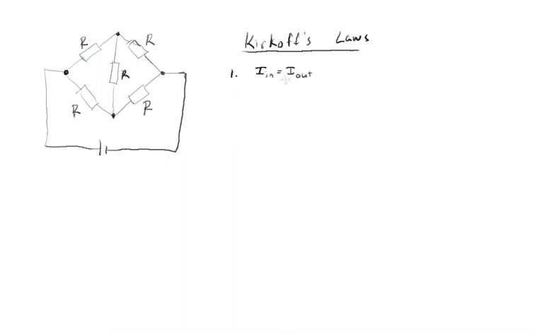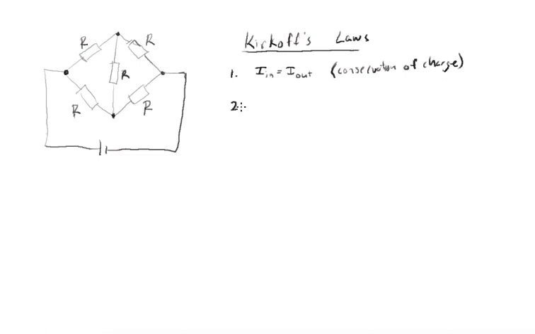So the current into a node equals the current out of a node. That's just simple conservation of charge. Whatever current we have flowing, which is just moving charges, we have to have the same amount. We can't have current flowing into a node and then not coming back out. It's got to go one way or the other.